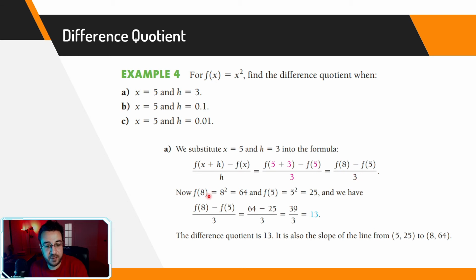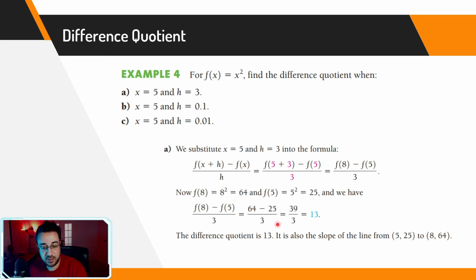Now, f of 8 can be plugged into this equation. 8 squared is 64. f of 5 can be plugged in here. f of 5 equals 5 squared, which is 25. So we can change those f of 8 and f of 5 into their resulting values. 64 minus 25 over 3 gives you 13.